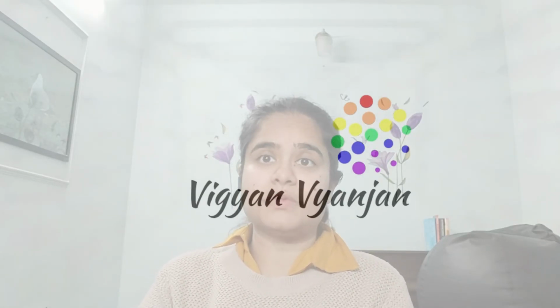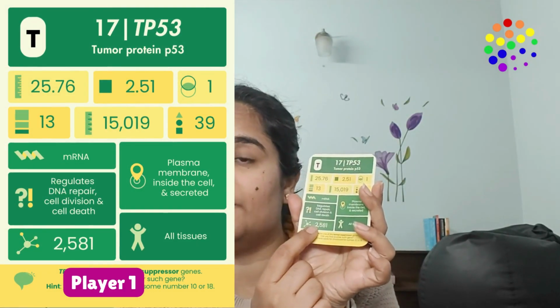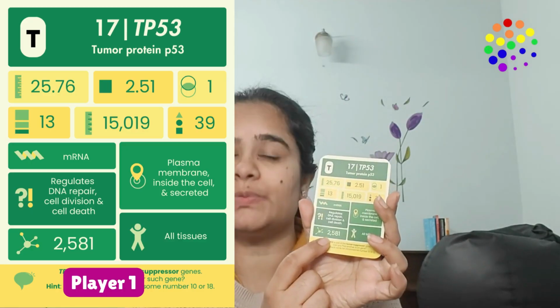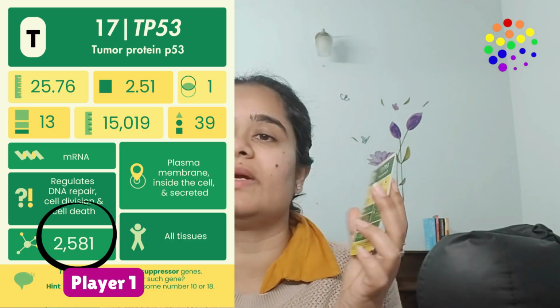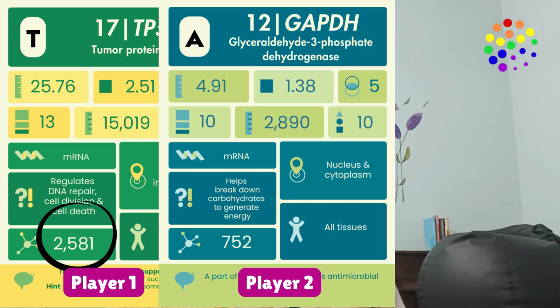Let's play another round to see how these 3 wildcards can be used in the gameplay. This is the first card and I'm selecting the value for protein interactors, which is 2581. Now the next person has this card. Value for protein interactors is 752. So this person has the option to pick a card from the central pile.